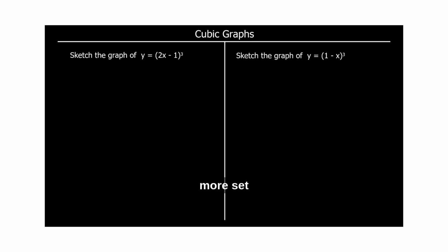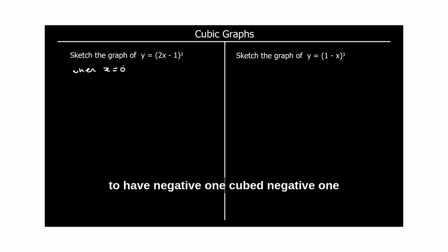One more set of questions. This time we've got a root repeated 3 times. So sketch the graph of y equals (2x minus 1) cubed. So again, it crosses x when y is 0, crosses y when x is 0. So when x equals 0, we're going to have negative 1 cubed, negative 1 times negative 1 times negative 1, which is negative 1. A negative times a negative is positive, and a positive times a negative is negative. So when x is 0, y is negative 1.